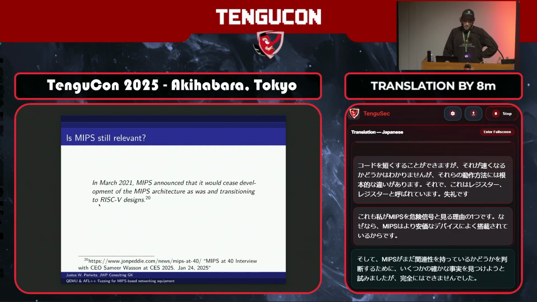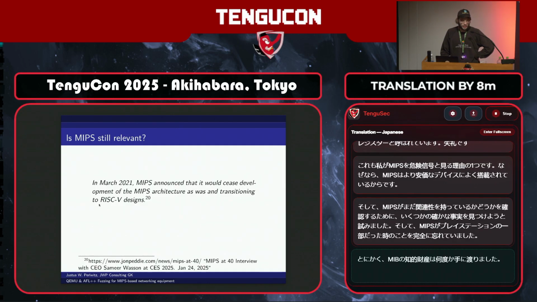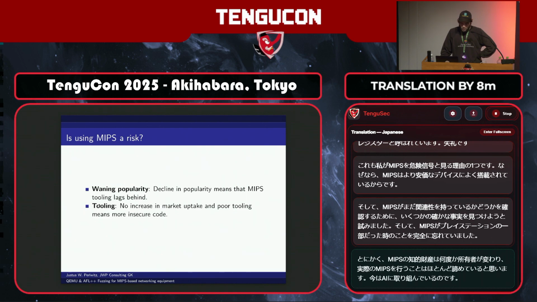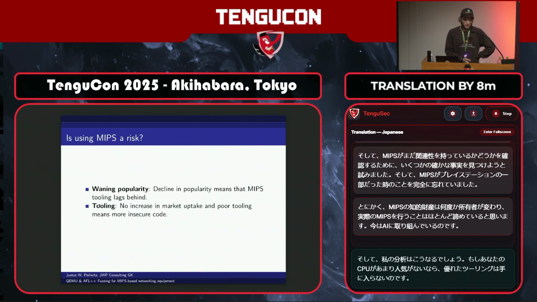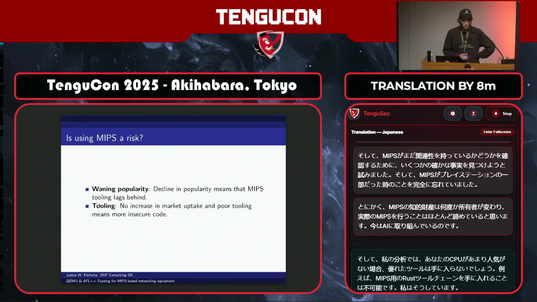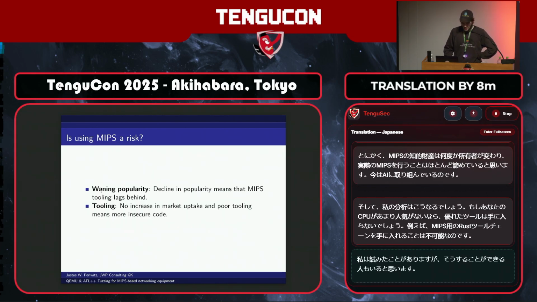But anyway, the MIPS intellectual property changed hands a few times, and I think they've mostly given up on doing actual MIPS. Now they're doing something with AI. My analysis would be that if your CPU isn't very popular, you don't get great tooling. It's, for example, impossible to get a Rust toolchain for MIPS. I've tried, and I think some people are able to do it, but I didn't.